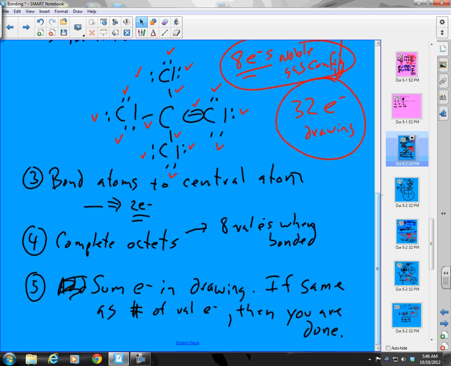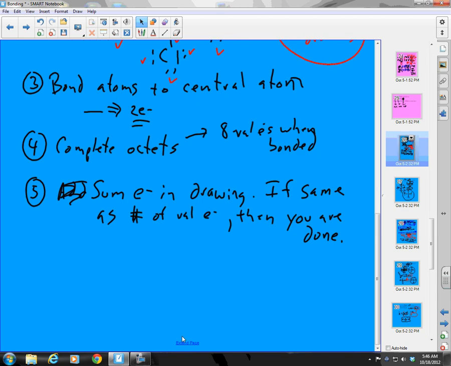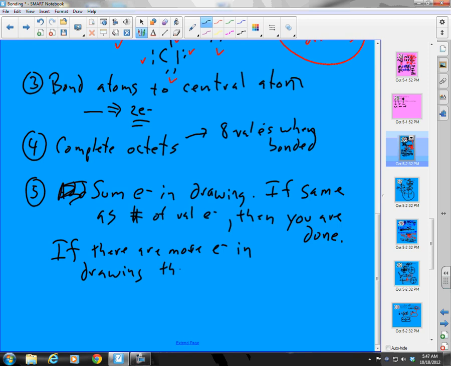Okay, if the number of electrons is the same as the valence count, then you are done. Guess what? We're not done. Why? Because it's not the same. So, what if there are more electrons in the drawing than there are in our valence count? What do we do?